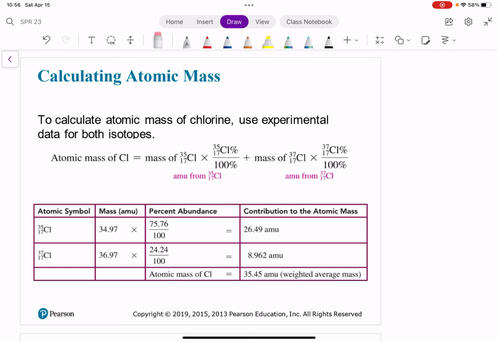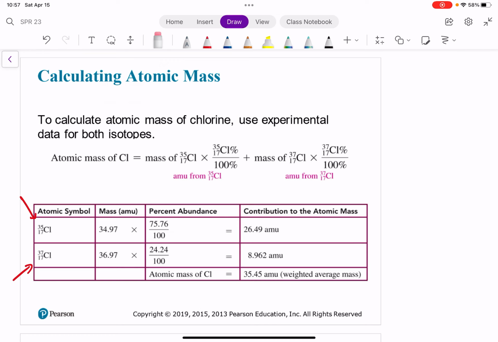And then we're going to multiply by the percent abundance of that isotope in nature. So how much of our chlorine that we have exists as chlorine-35 and how much exists as chlorine-37? We're told that the percent abundance, you wouldn't be expected to come up with this, is 75.76 out of 100, so 75 or 76-ish%. And then for chlorine-37, it's 24.24%.